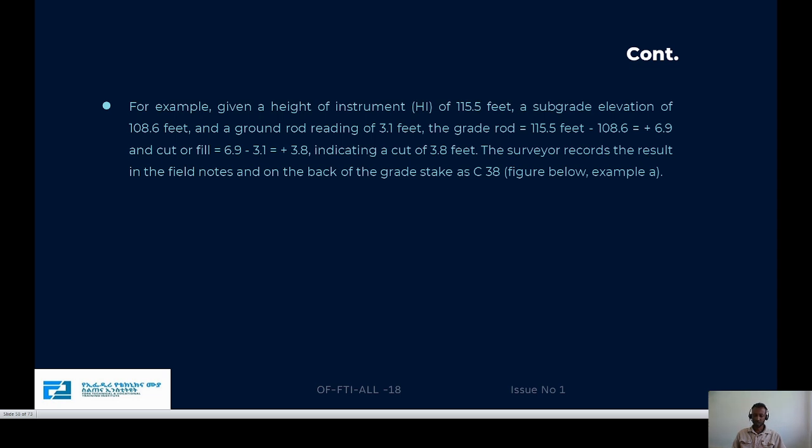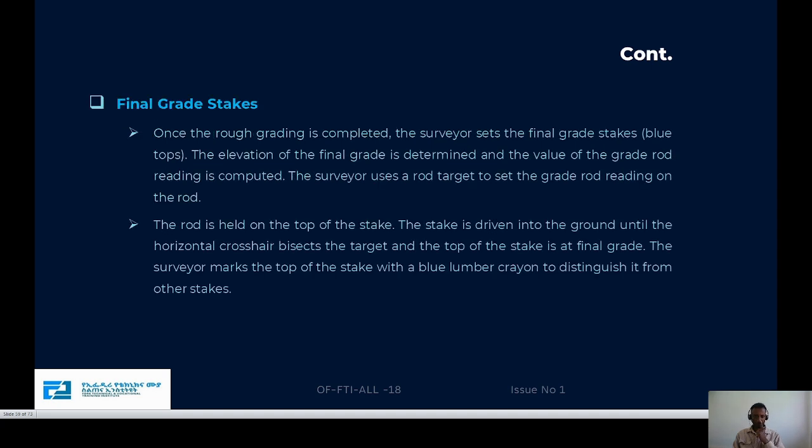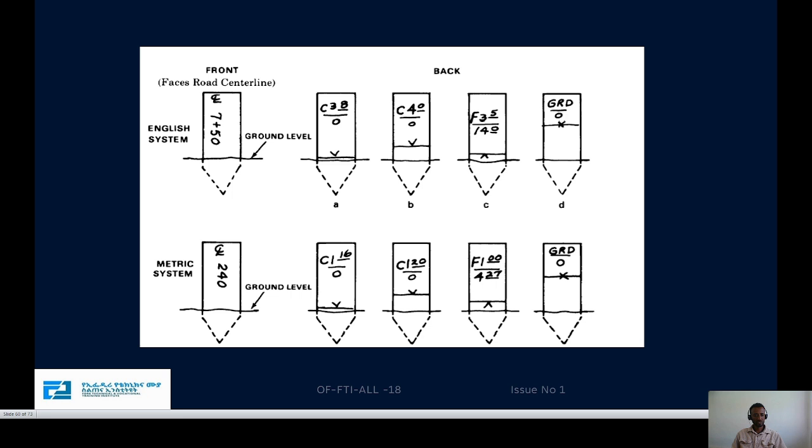So the surveyor records the results as field notes on the back of the grade stake, C3.8. So we have C in the figure below. The final grade stakes will also be placed. The top of the final grade stake will be blue-topped. The elevation of the final grade is determined and the value of the grade rod reading is computed. There are two types of systems, the English system and the metric system. Ethiopia mostly uses the metric system.